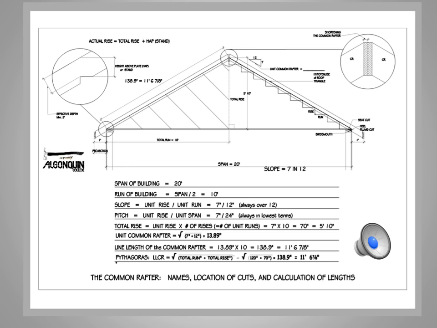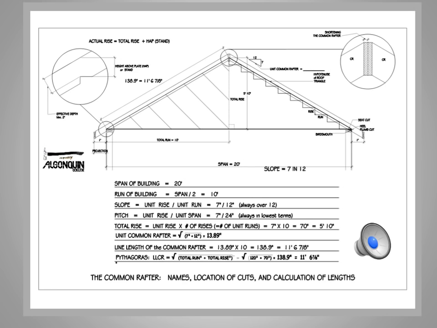Now here I've introduced something else called pitch. Many people mix those two numbers up and use them interchangeably. They're not the same. Pitch is an old term, and what pitch meant was the unit rise over the unit span. So not rise over run, but rise over span. And just as the unit run is 12 inches, the unit span is twice that, which is 24 inches. And so in this case, a roof with a 7/12 slope will actually have a 7/24 pitch. Now this number is always in lowest terms. In the case of 7 over 24, we can't get any simpler than that.